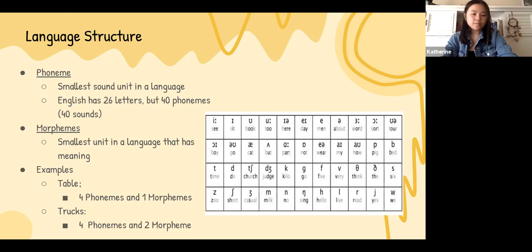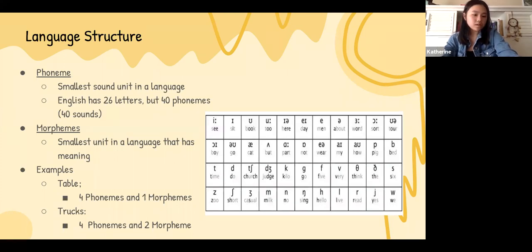And then we have morphemes. This is the smallest unit in a language that has meaning. So starstruck would have two morphemes, because star is one word and struck is another. Those have two different meanings, but put together they have one specific meaning.